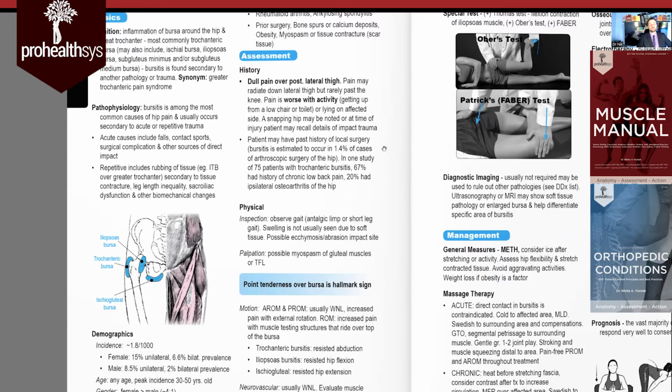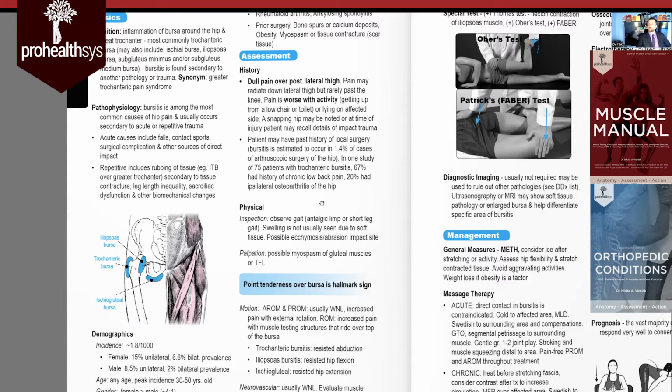Patients who have had a past local surgery, arthroscopic surgery, hip bursitis is more common. If you've had a trauma to the body, it's the same thing as the blunt force falling trauma, and you result in an area of sensitivity. In one study, of 75 patients with bursitis, 67 had a history of chronic low back pain. So be aware there are comorbidities with this as well. And ipsilateral osteoarthritis, this change in biomechanics with DJD, could also influence what's occurring there.